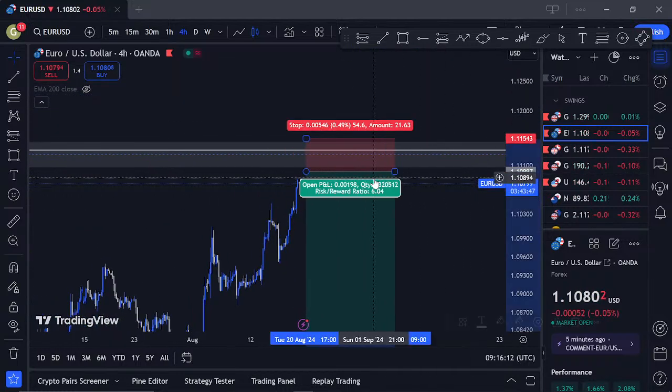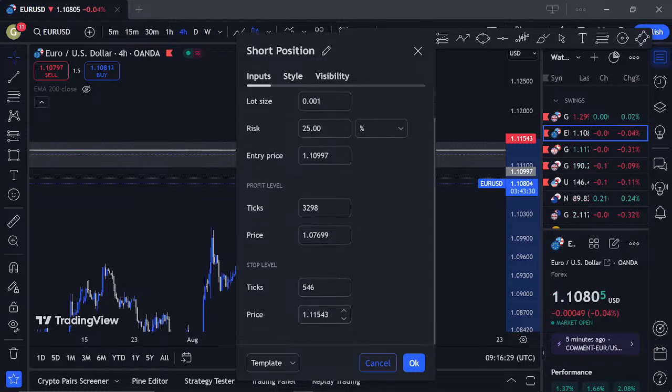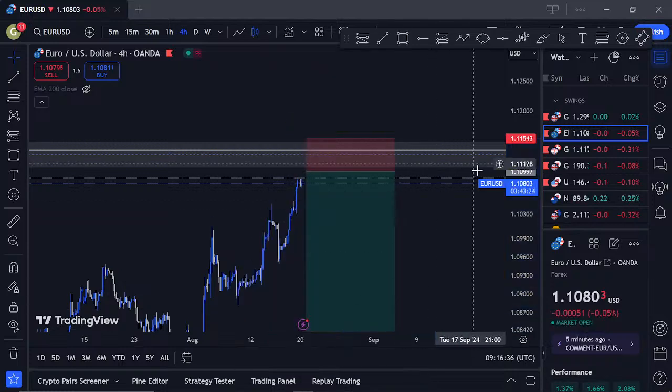So on Euro USD, we'll wait for the market to actually get into the supply level, and note that I'm marking all the supply and demand levels on the 4-hour time frame. So Euro USD, our sell point is actually 1.10997, and our take profit will be at 1.07699. And then our stop loss will actually be at 1.11543. So that is also our setup on Euro USD.